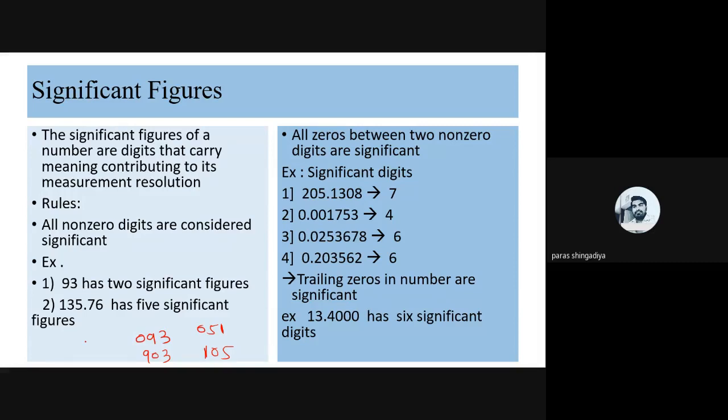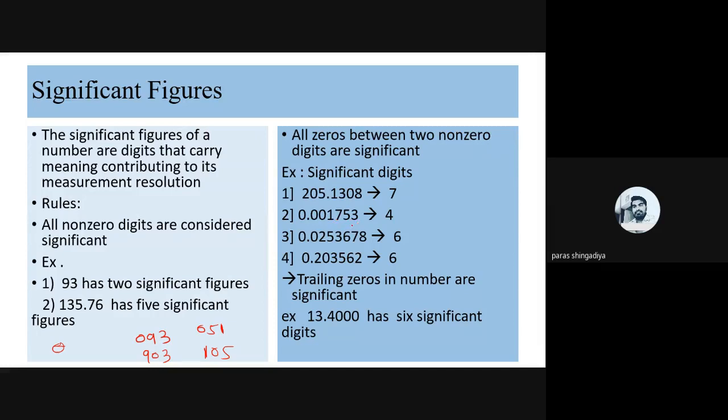If the starting entry is zero, then it will not be counted as a significant digit. So all zeros between two non-zero digits are significant, and we can count them. Some examples are given. 205.1308: how many significant digits are there? All the zeros will be considered significant digits because they are in between two non-zero entries. So there are seven significant digits.